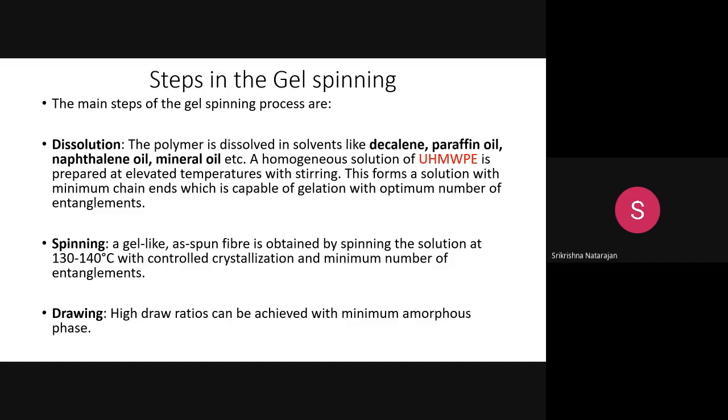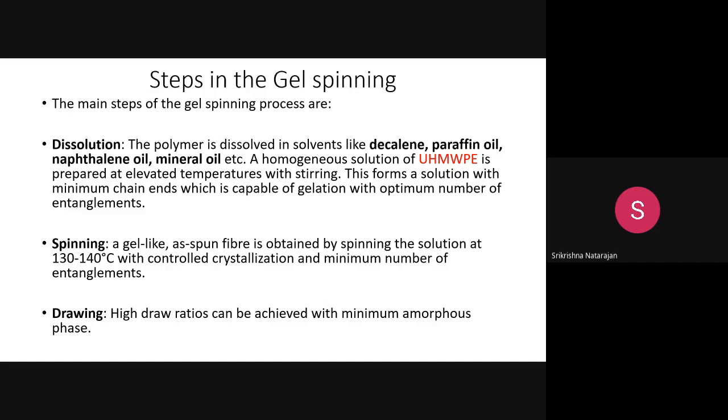And after that, what do you do? You do the spinning. Okay, once the optimum entanglements are formed, then during the spinning a gel-like spun fiber will be formed at 130 to 140 degrees centigrade with controlled crystallization and a minimum number of entanglements. Okay, so this is the thing. And after that, you do the drawing with whatever draw ratios you want. You can keep the draw ratio as you require, depending on which end use you want, whether a technical textile or apparel, and how much strength you need.